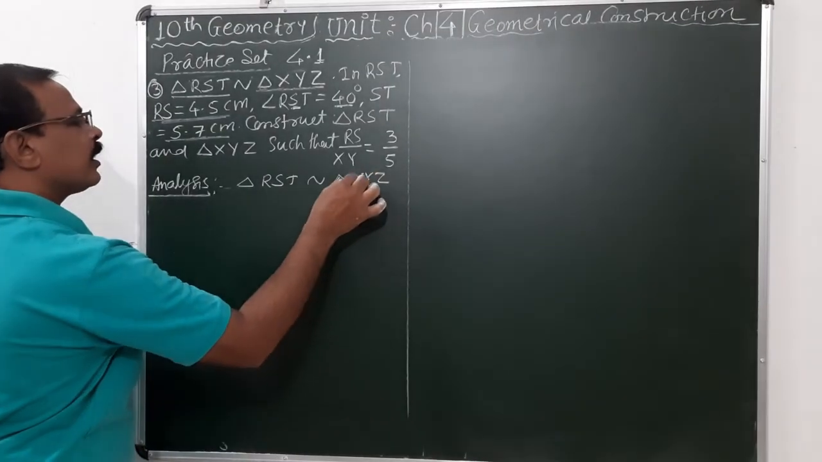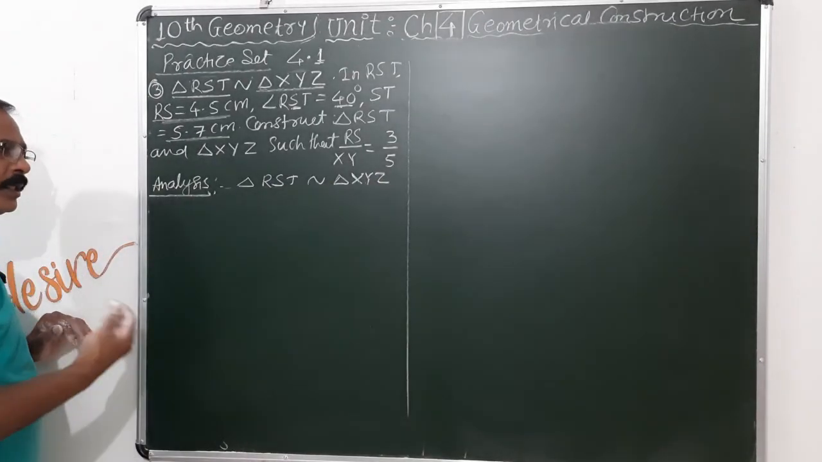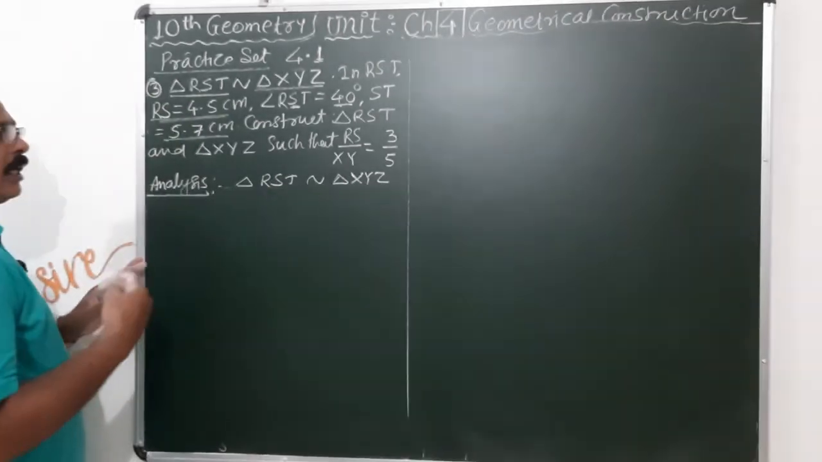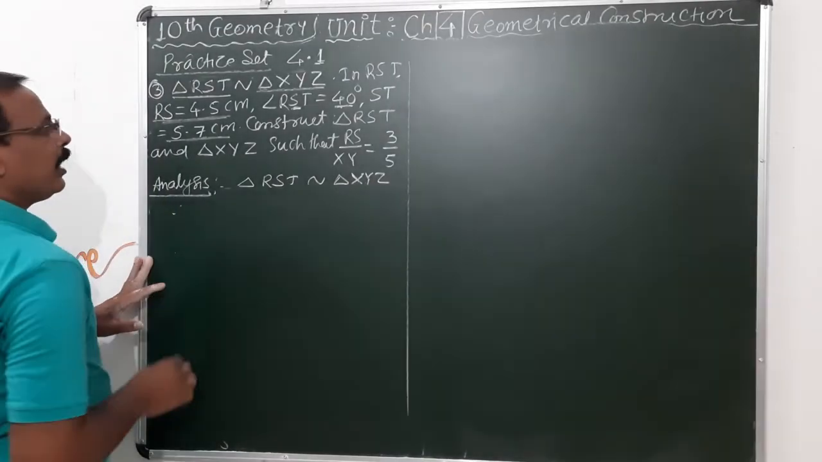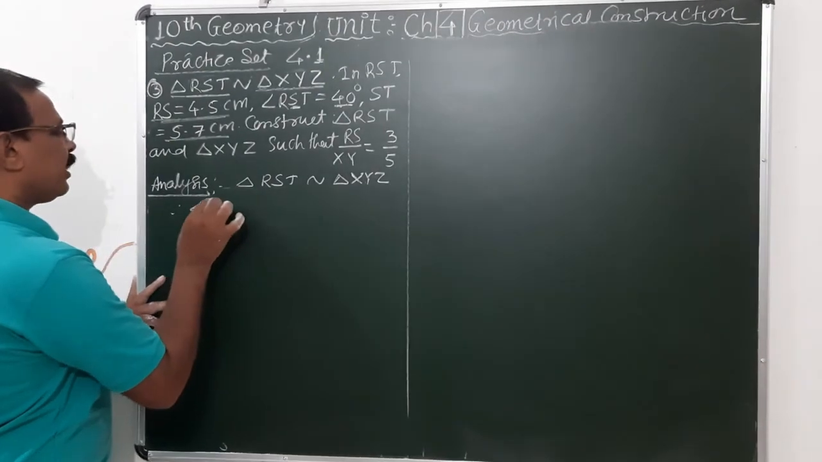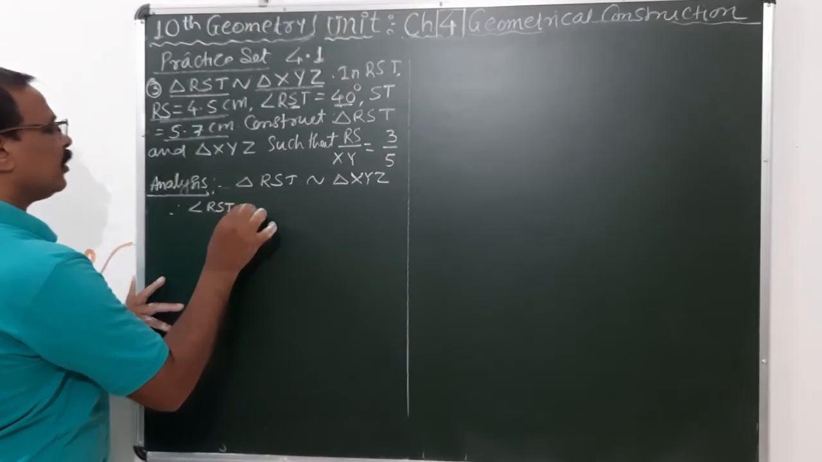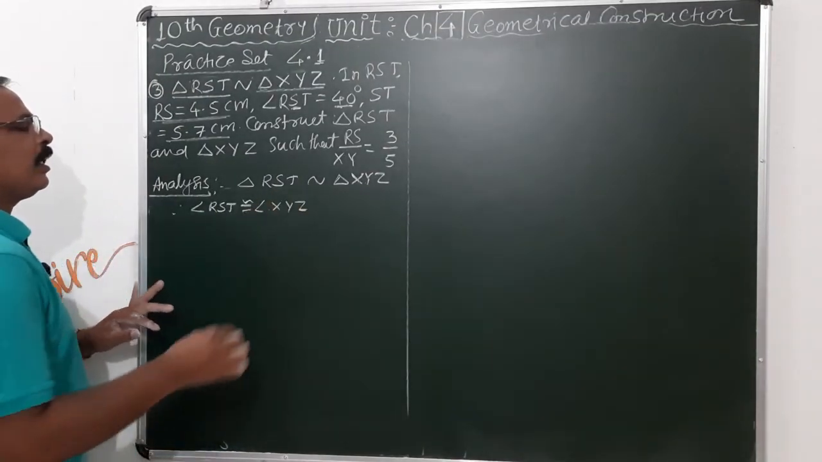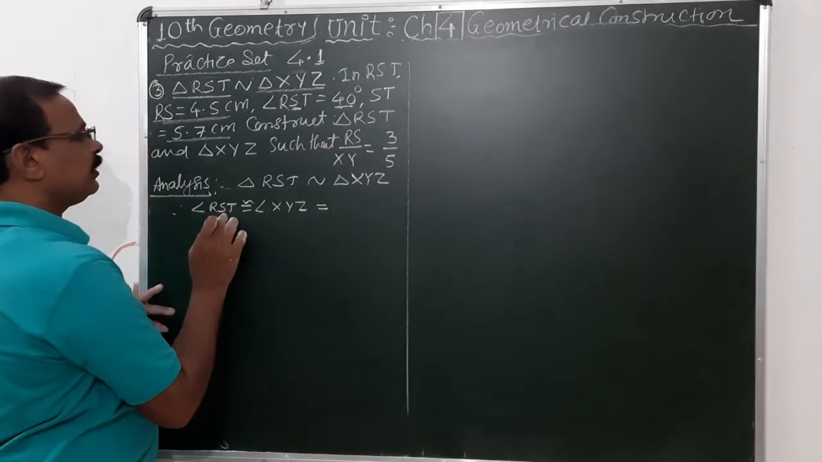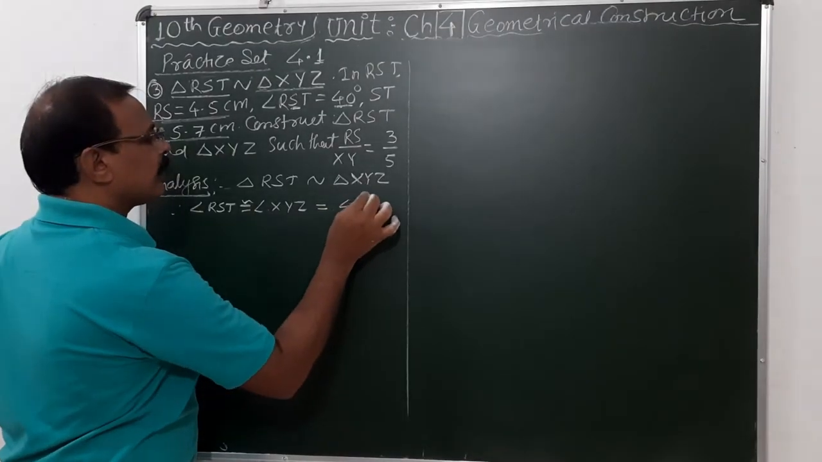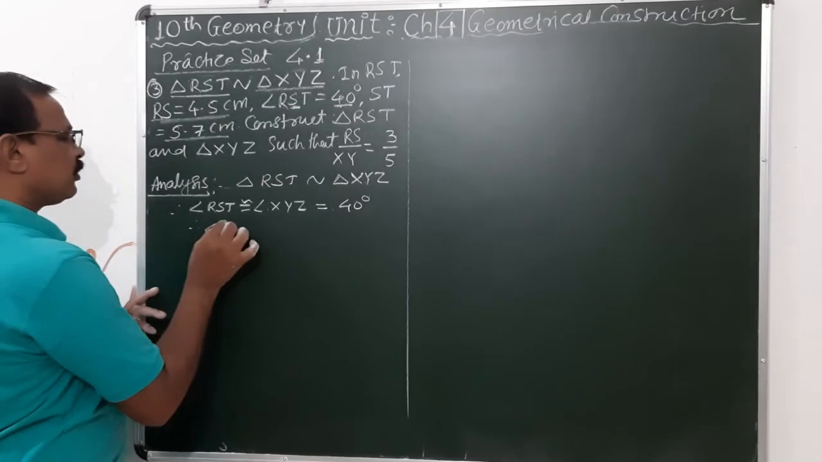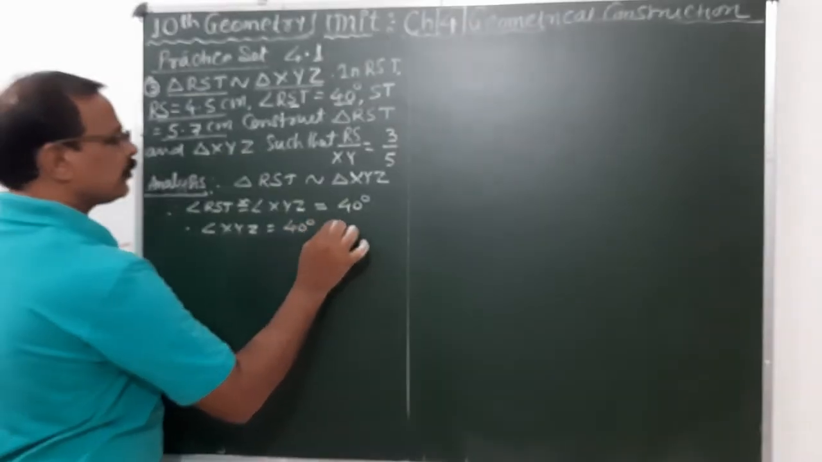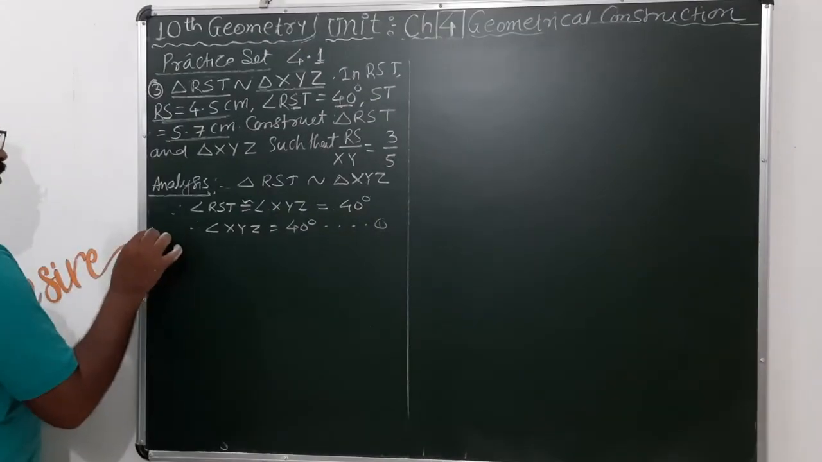If these two triangles are similar, then their corresponding sides are proportional as well as their corresponding angles are congruent. So I take first corresponding angle, angle RST congruent to angle XYZ. The measure of this angle is given here, that is equal to 40 degree, and therefore angle XYZ is nothing but 40 degree. So this is important.